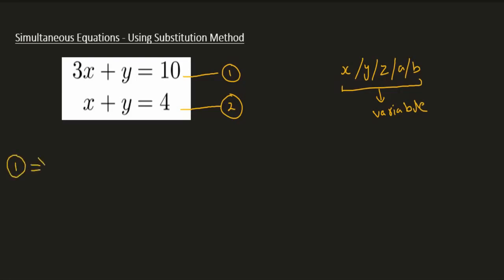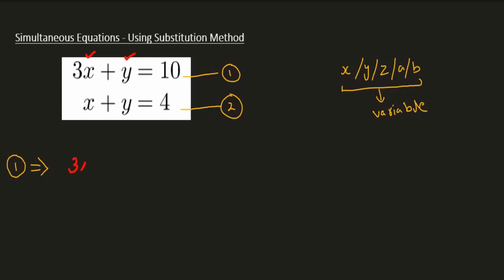Now I have to decide whether I am going to make x the subject or y the subject. If I look closely, x has a coefficient of 3 and y has a coefficient of 1, which makes it easier to make y the subject here. So let's make y the subject.